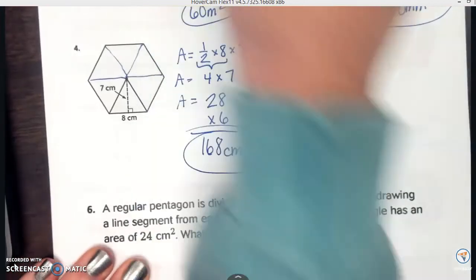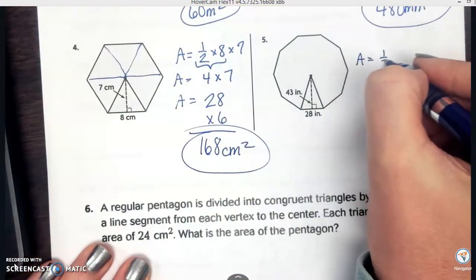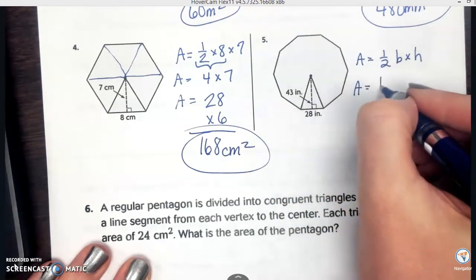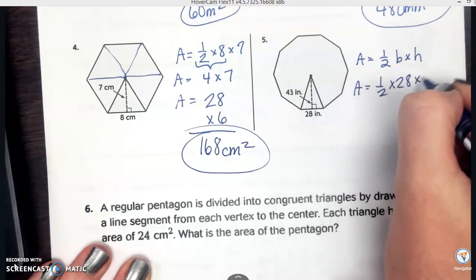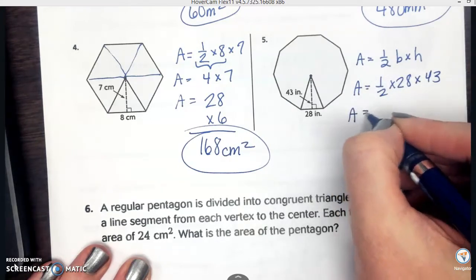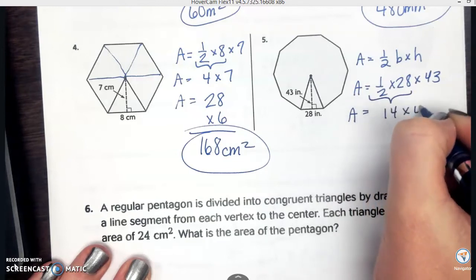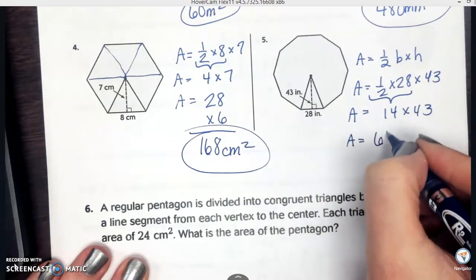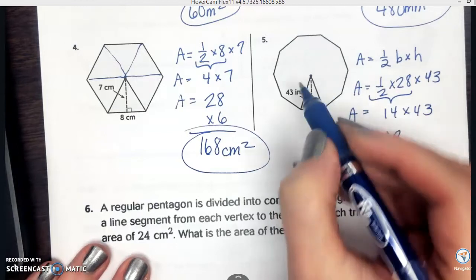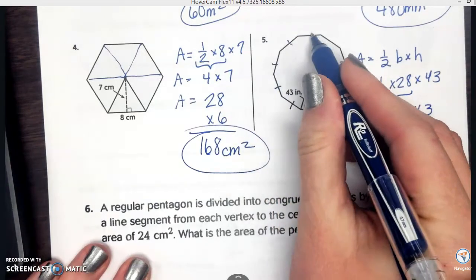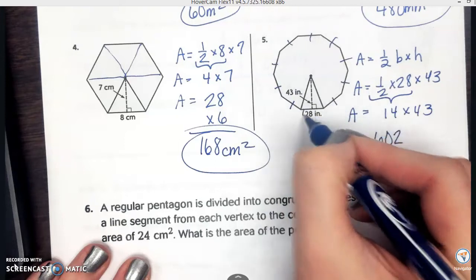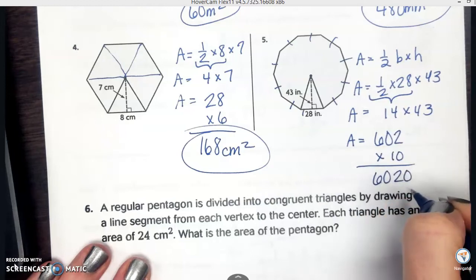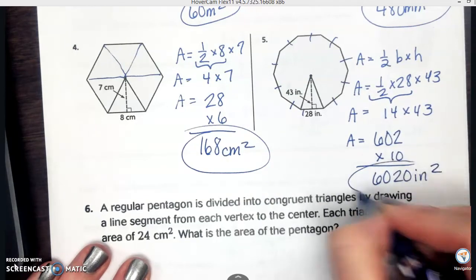Alright, so the next one, again, I'm using area equals half base times height. So I'm going to go ahead and fill in my numbers. We're saying half of 28 times 43. Half of 28 is 14, and then 14 times 43 is 602. So now I've got 1, 2, 3, 4, 5, 6, 7, 8, 9, 10. So this is a decagon. So I'm going to multiply that by 10, which gives me 6,020, and that is inches squared.